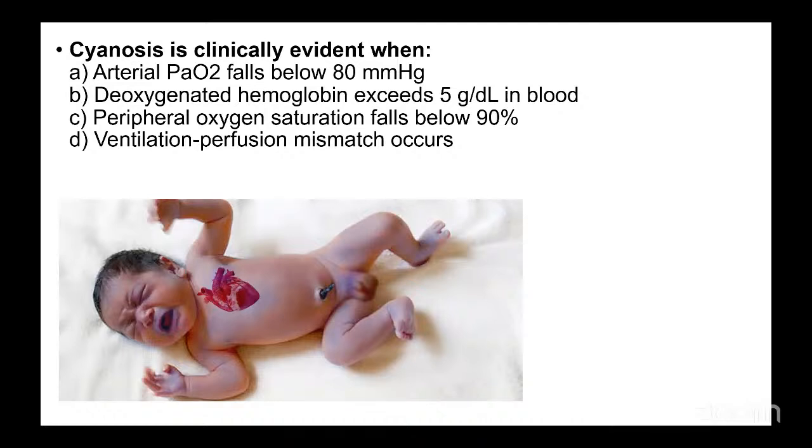Cyanosis is the presence of reduced hemoglobin. Normally, hemoglobin can be there in two forms, oxygenated or reduced. Now in your arterial system, we have oxygenated hemoglobin. If for any reason, in your arterial system, more than 5 grams per deciliter is deoxygenated hemoglobin, it becomes what is called cyanosis.